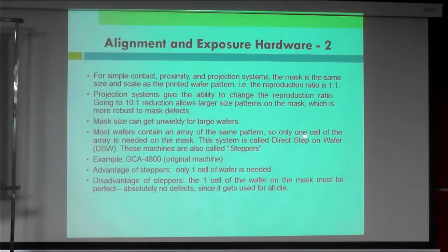This system is called direct step on wafer, or DSW. This machine is also called a stepper. The advantage of a stepper is that only one cell of the wafer is needed. The disadvantage is that the one cell of the wafer on the mask must be perfect, absolutely no defect, since it gets used for all die.